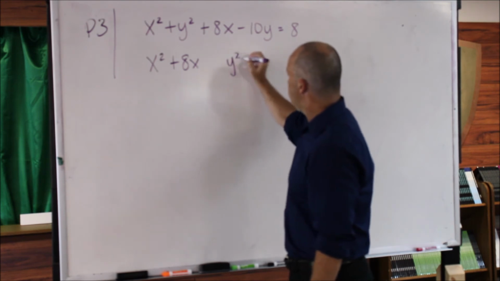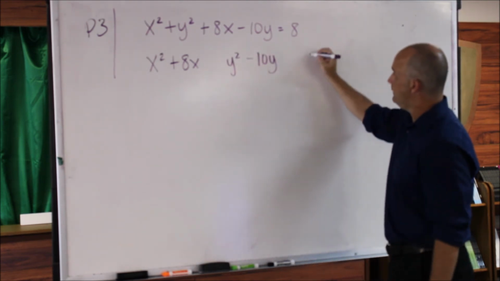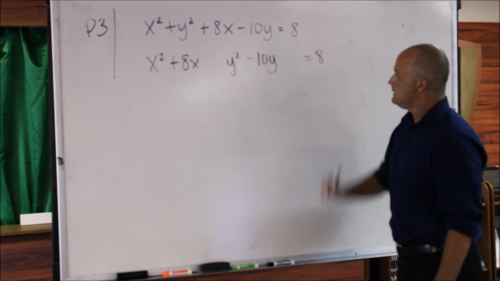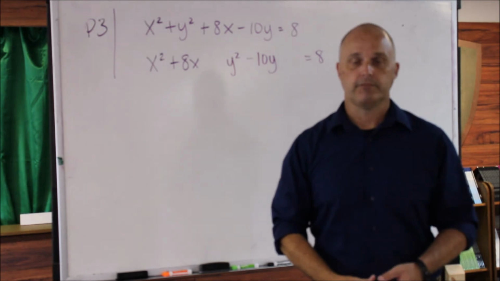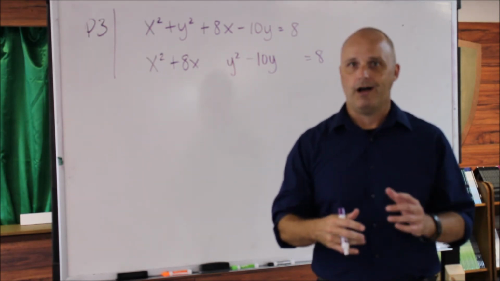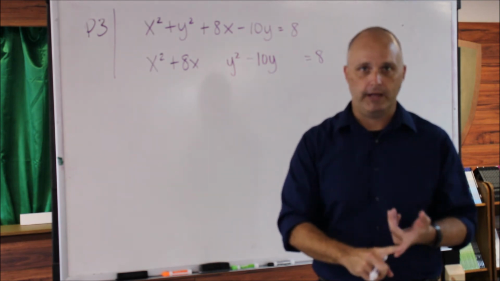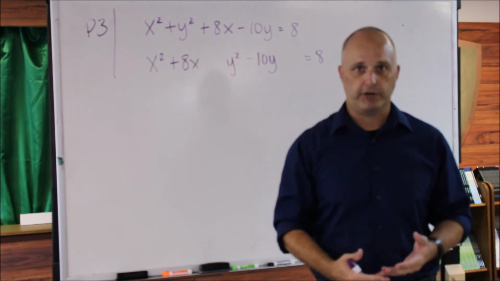So we're going to have this here, and then I'm going to leave another blank space, and this is all just equal to 8. So now what I've got to do is complete the square on both of these. Completing the square, if you remember, is taking an ax squared value and a bx value and finding a c value that would give you a perfect square trinomial.